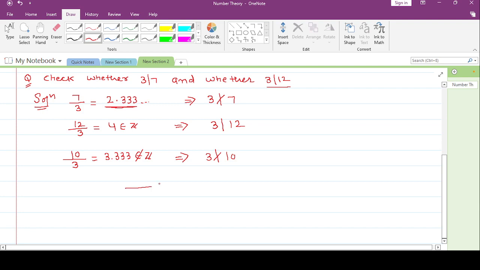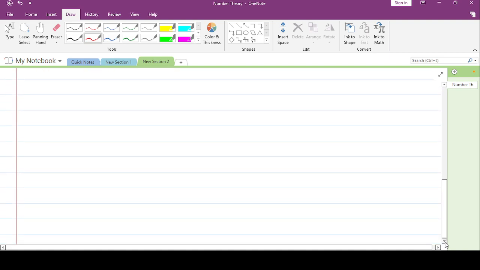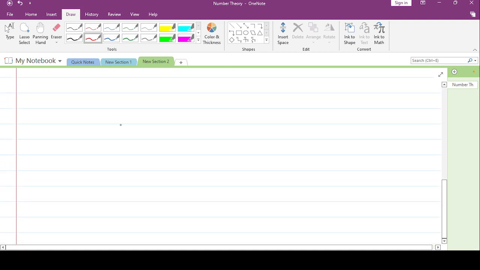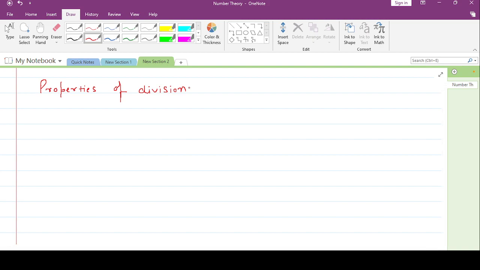I hope it is clear to you how to check the divisibility of two integers, that is, whether one integer divides the other integer or not. Now there are certain properties of division. What are these properties of division? We see them.